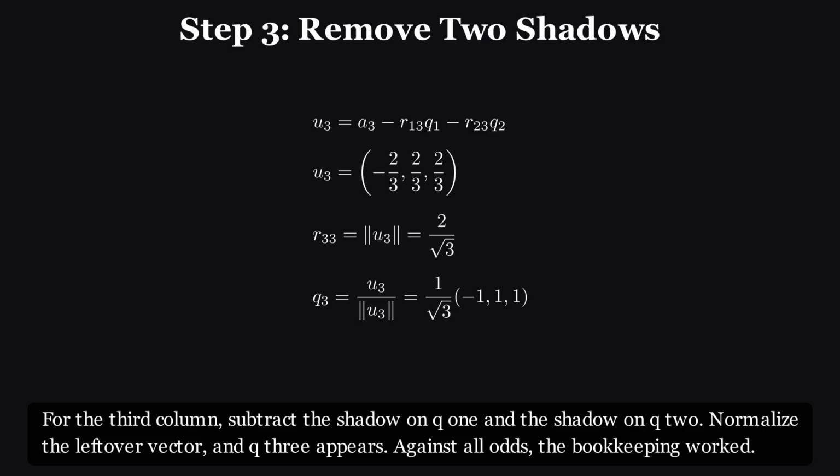For the third column, subtract the shadow on Q1 and the shadow on Q2. Normalize the leftover vector, and Q3 appears. Against all odds, the bookkeeping worked.